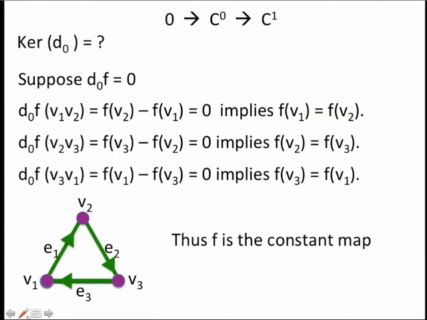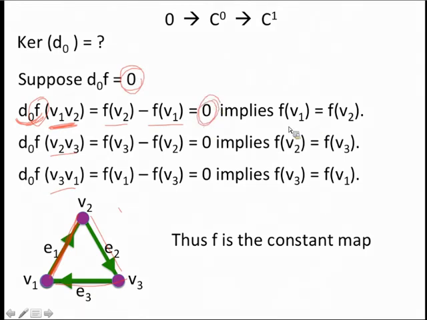If d0 f equals 0, well, we know what d0 f is. d0 f acts on the edges, so it's now going to be a function on edges. So we had a function on vertices, and d0 f gives us a function on edges. To see where it goes, we only have to check the 3 edges it can act on. If I check how it acts on the edge v1, v2, it's going to be f of v2 minus f of v1. If I want this to be the 0 function, then this must equal 0.